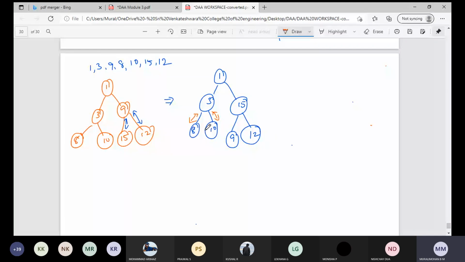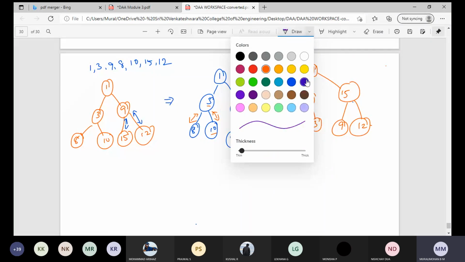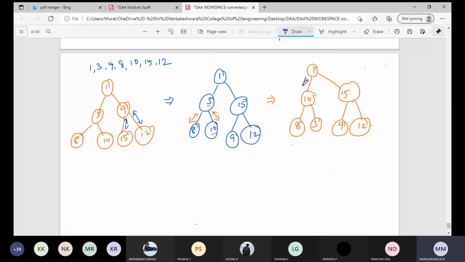Here it is 10, here it is 8, and here it is 3. So the largest is 10. So exchange these two. When we exchange, we will get 1 here, and here 10. Here 8 will be there, and here 3, and this side 15, this side 9, this side 12. Now we will check for this one. It holds good for 10, and it holds good for 15.